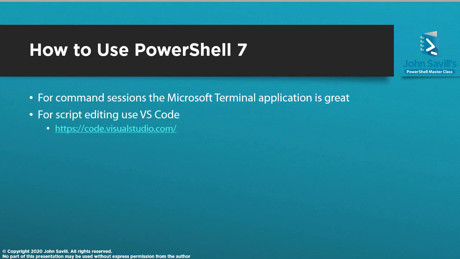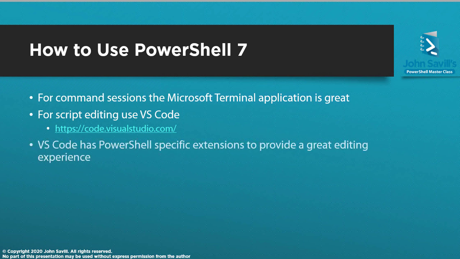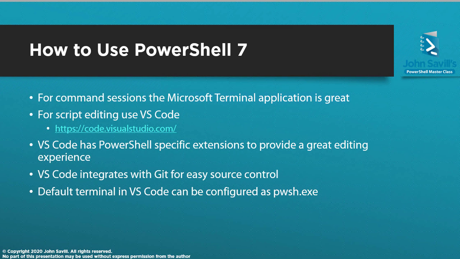In terms of script editing, I can't use ISE, the integrated scripting environment. It doesn't work with PowerShell Core or PowerShell 7. VS Code is replacing that, and it's much better. VS Code actually has PowerShell specific extensions to provide a great editing experience. And it also has integration with Git. So if I'm using source control, it can actually go and do a lot of that work for me. I can even configure the default terminal in VS Code to be PowerShell 7.